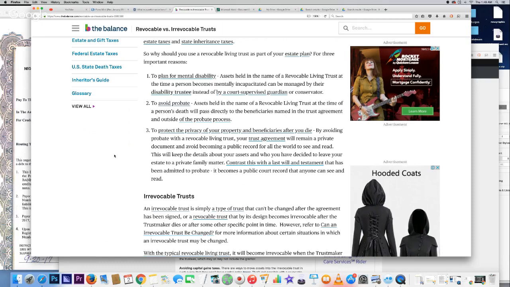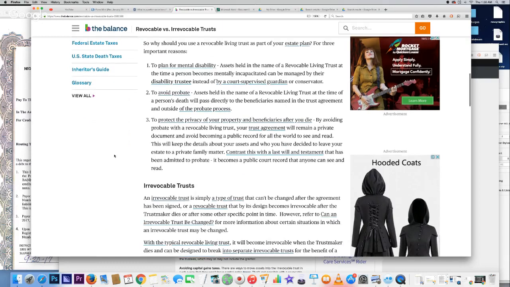To protect the privacy of your property and beneficiaries after you die by avoiding probate with a revocable trust, your trust agreement will remain a private document and avoid being a public record for all the world to see and read. This will keep the details about your assets and who you have decided to leave your estate to a private family matter, right? Contrast this with a last will and testament that has been admitted to probate. It becomes a public court record that anyone can see and read.